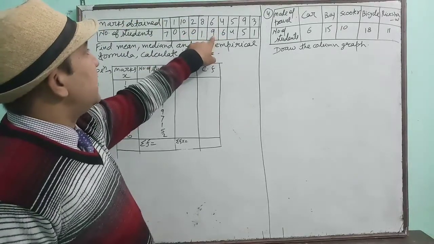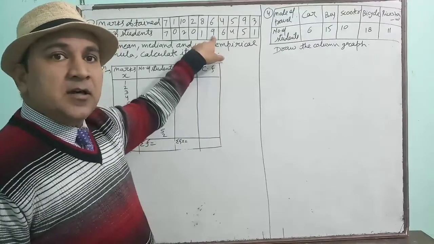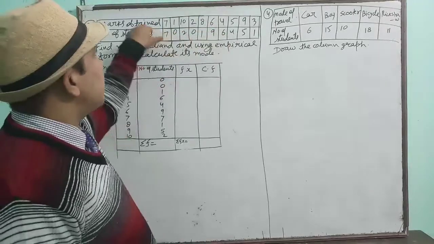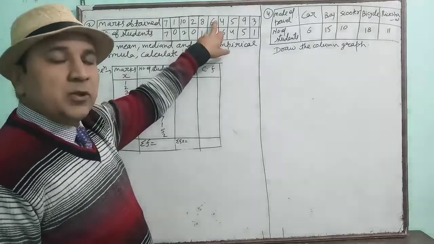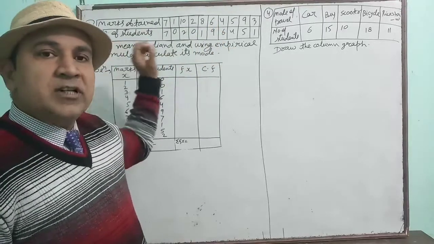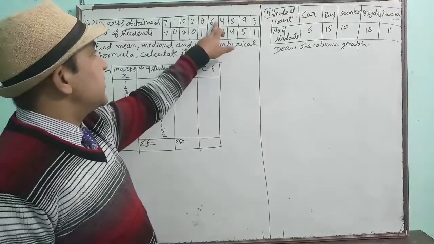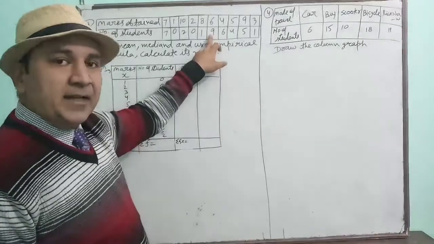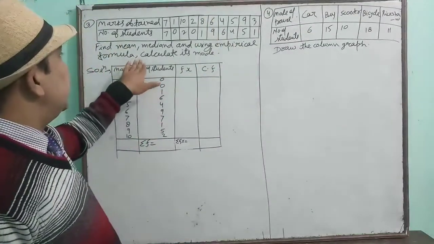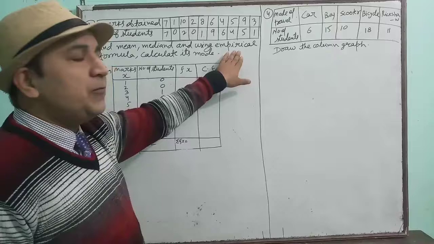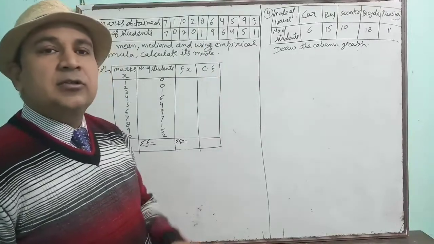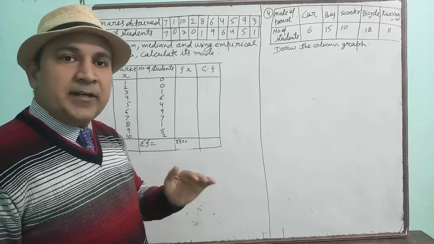You are watching that the maximum frequency is 9. Since the maximum frequency is 9, the mode of this observation is 6, because 6 has the maximum frequency. That answer you will give directly. Since 6 has the maximum frequency 9, therefore mode is equal to 6. But if you have to use the empirical formula, then first you will find the mean, then the median, and then you will apply the empirical formula for finding mode.